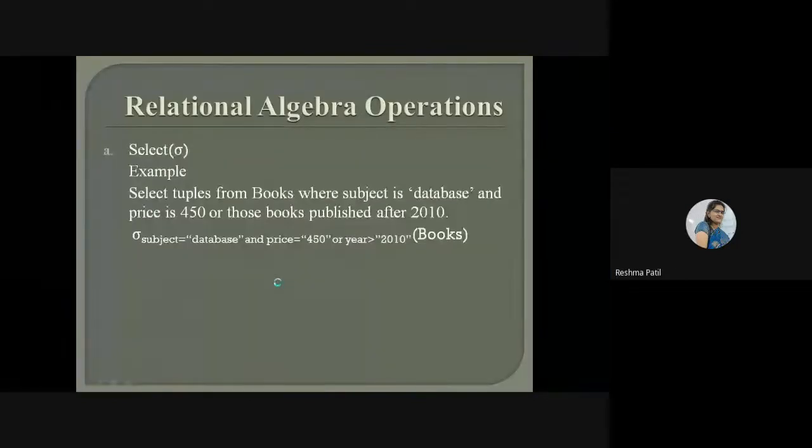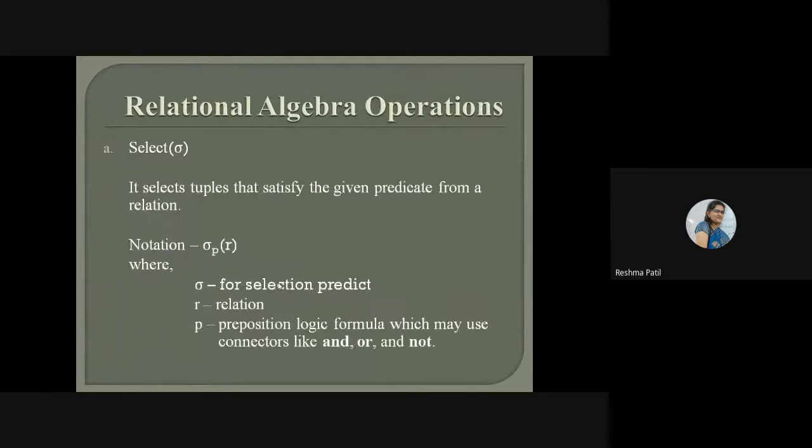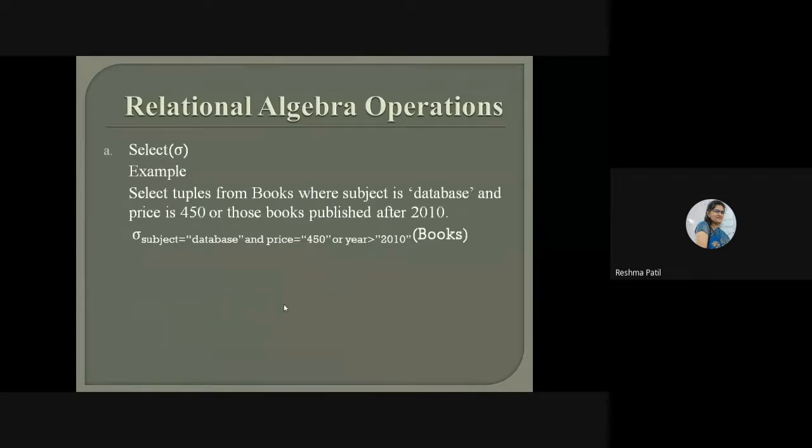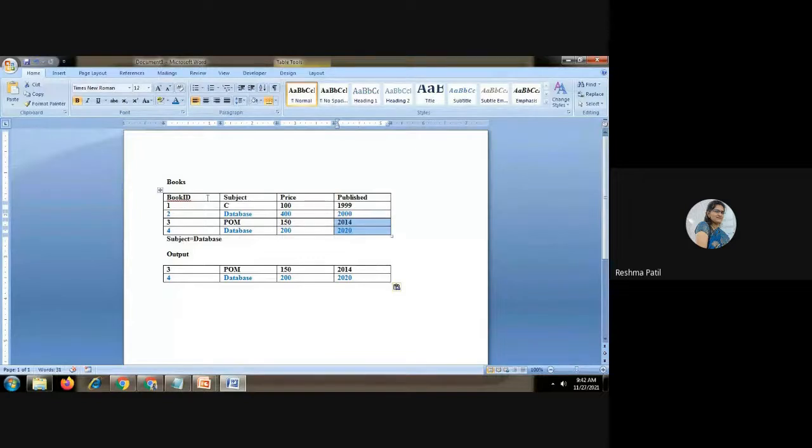So this is about the select operation. Now next is the projection operation. In this select operation, what output are you getting? See, how many columns are there in total? 1, 2, 3, 4. That many columns you are getting in the output also: book ID, subject, price, published. All the columns will be there, and after that this output is going to show. So each and every column is shown in the select operation.